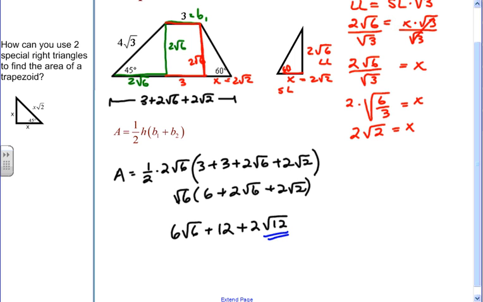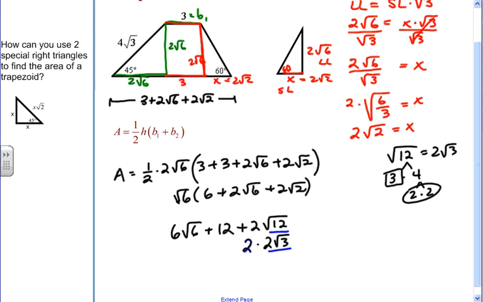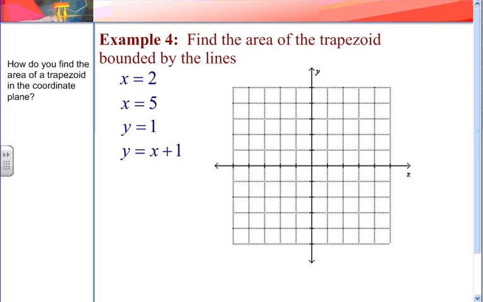Now I got to be real careful of that root 12 because I think I can simplify it. That's 3 times 4, and 4 is 2 times 2, so I have a pair of 2's with a 3 left over. That's actually equal to 2 root 3. So this 2 times 2 root 3, which is equivalent to the square root of 12, multiplying that together gives me 4 root 3. So my entire expression for the area of this trapezoid is 6 root 6 plus 12 plus 4 times the square root of 3. Might be helpful to get a decimal approximation because I really have no idea about how big that number is. All right, let's do the next one.